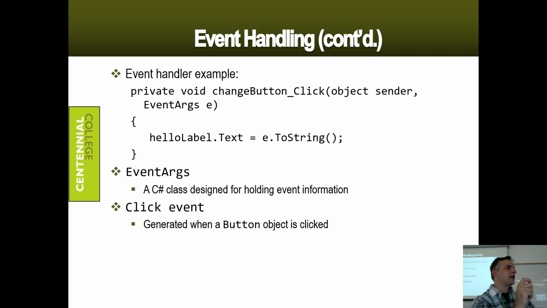Does anyone know what the object is? Anybody? What is object here in the parameter? What is this thing? You should have learned about this in object-oriented programming. Anybody want to take a crack at this? I can always ask people too. What's object? What does it mean? Where did I get object from? It's a data type, but what is this object data type?